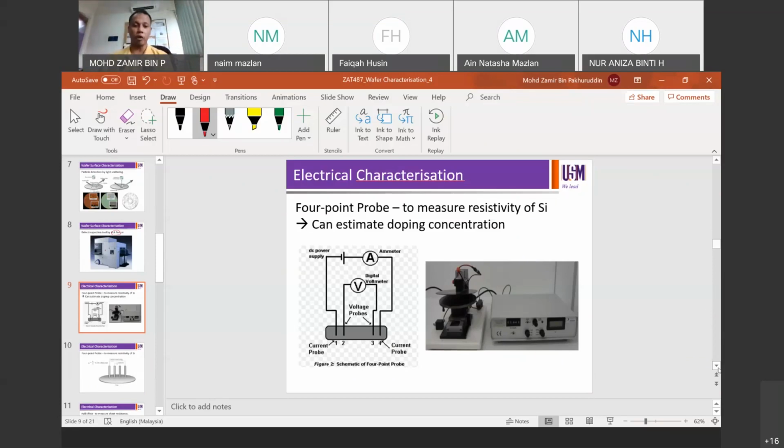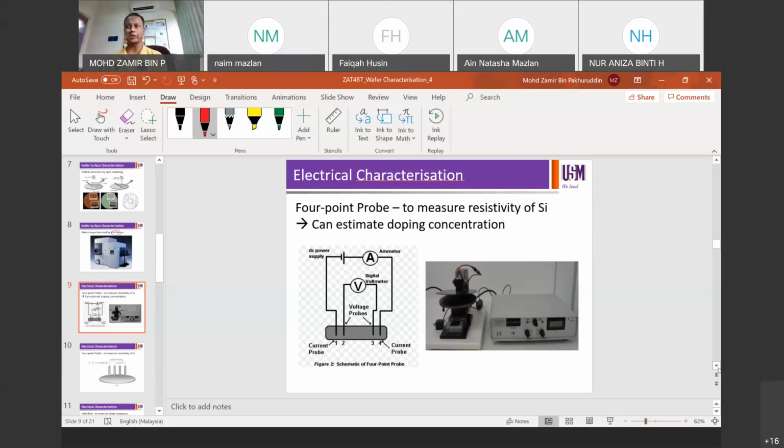Okay, 4-point probe, why do we call it 4-point probe? Because we have 4 points. Kita ada 4 pin. So what's going to happen is this is the wafer, and we have 4 pins all together. It touches the surface of the wafer to do the measurement. It will pass through current and then measure the voltage across. So two probes are for current and two probes are for voltage measurement.